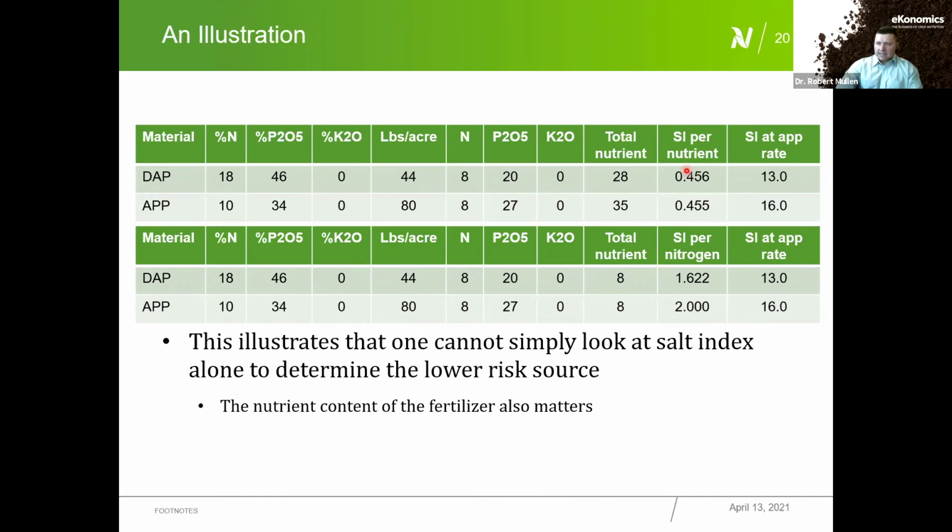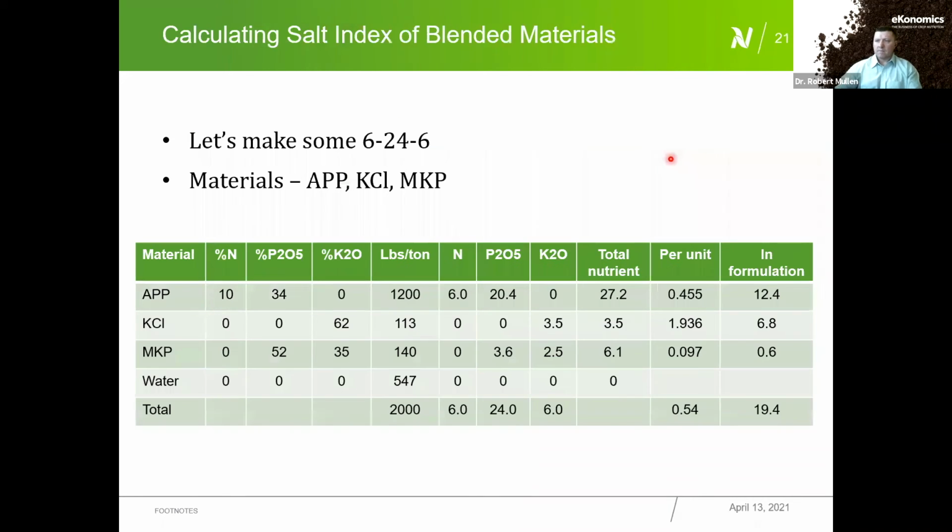Okay, so let's take this a step further. And the only other thing I would say here, it's already illustrated up here, but just to echo it again, is the nutrient content of the fertilizer matters. It's not just the salt index. This is why partial salt index is so important. Okay, so let's do a little bit of math. Hopefully this is straightforward. You can find these published.